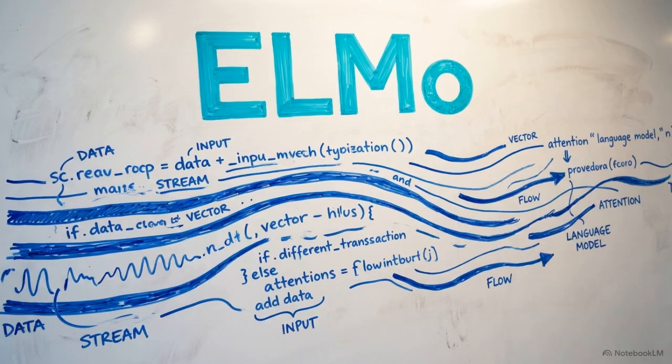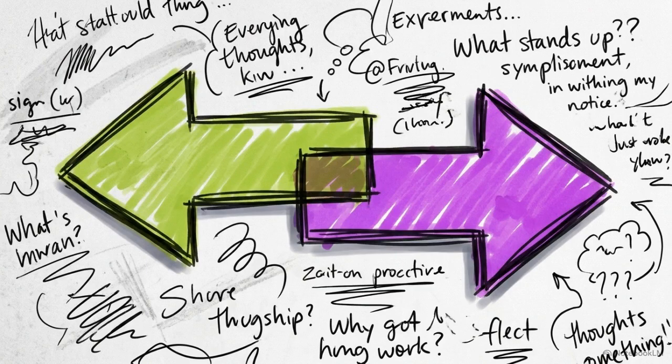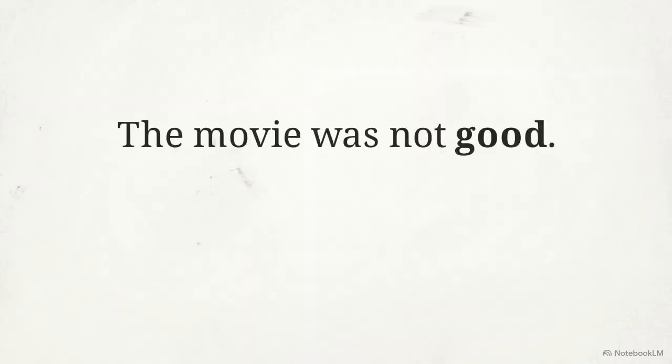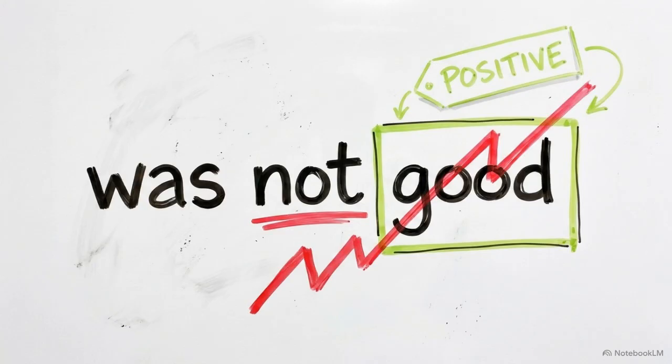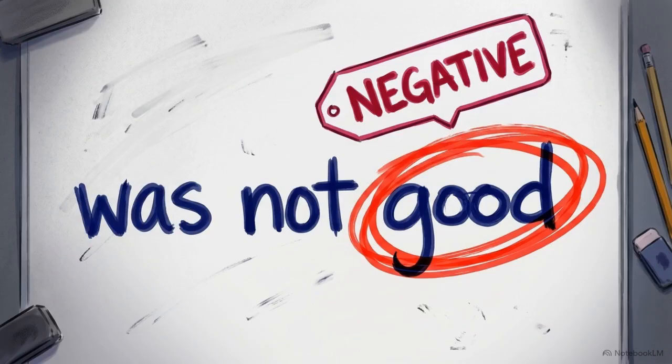To figure out that ecosystem, ELMo uses what's called a bidirectional language model. Bidirectional simply means it reads in two directions at once. First, ELMo reads forward, from left to right, to see the words that come before the target word. Simultaneously, it reads backward, from right to left, to see the words that follow. By scanning from both sides, ELMo ensures that a word like not properly flips the mathematical representation of good from a positive sentiment to a negative one.